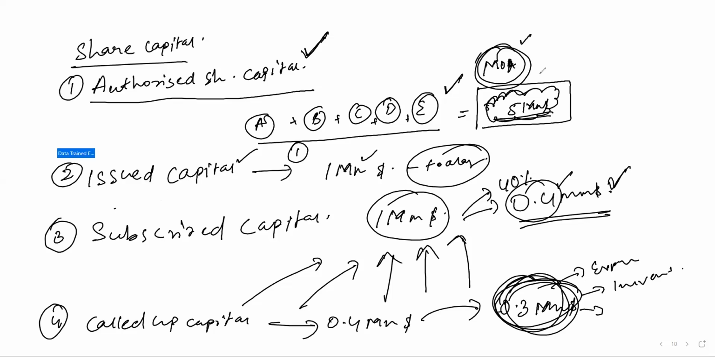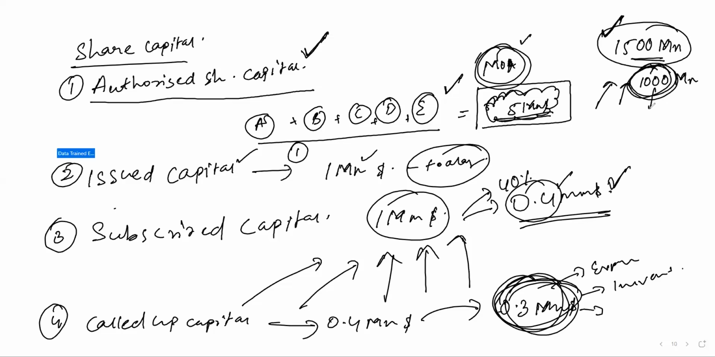Let's suppose I'm explaining subscribed capital and called up capital again. Suppose a company came up with an IPO of 1500 million. It means the company wanted 1500 million of funds through this IPO, but out of the applications they received, they only received 1000 million of funds. So 1500 was the issued capital, but only 1000 million was subscribed. So this is subscribed capital. Got this?